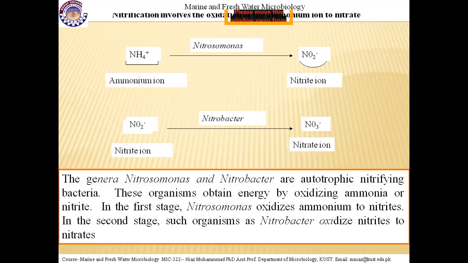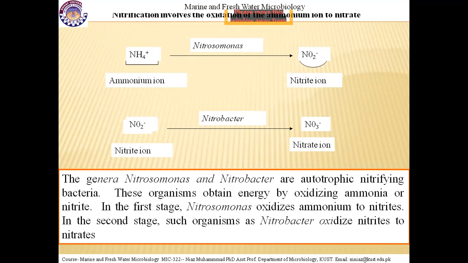The genera Nitrosomonas and Nitrobacter are autotrophic nitrifying bacteria. These organisms obtain energy by oxidizing ammonia or nitrite. In the first stage, Nitrosomonas oxidizes ammonia to nitrite. In the second stage, organisms such as Nitrobacter oxidize nitrites to nitrate.